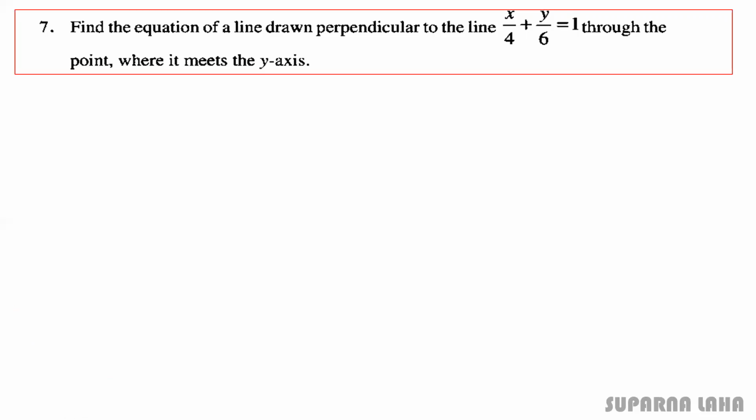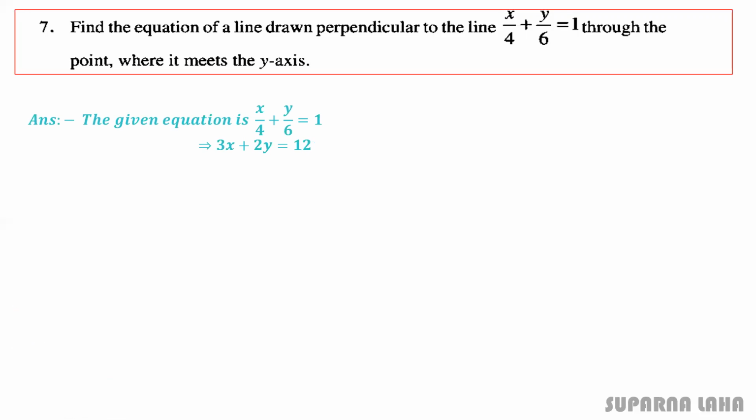So first of all, the line is perpendicular to the line x by 4 plus y by 6 equals 1. So we can easily find the value of the slope of the line, since it is perpendicular to the given equation. The given equation is x by 4 plus y by 6 equals 1. So find the slope of it.